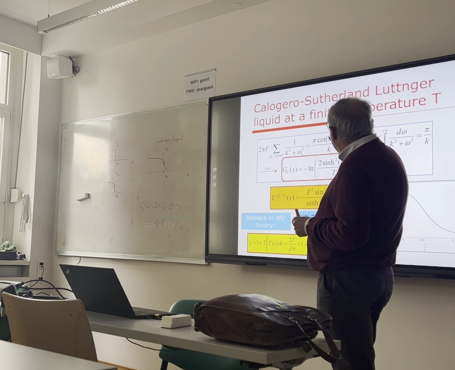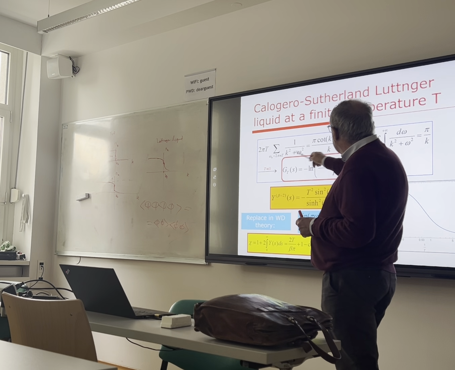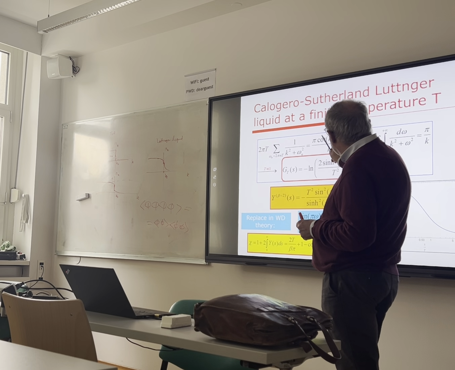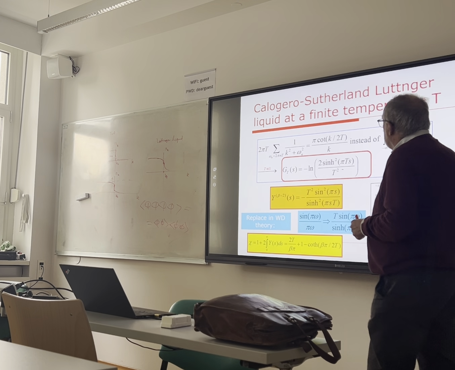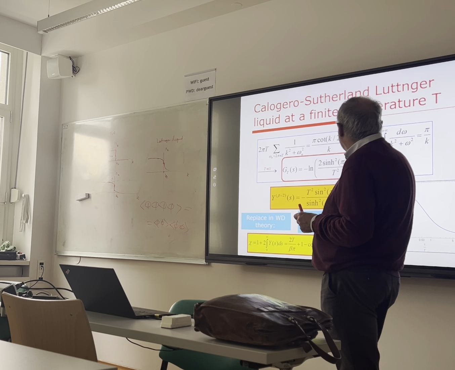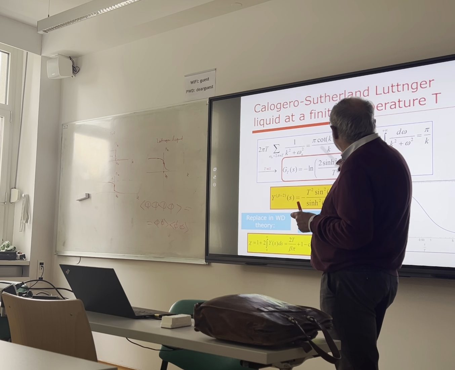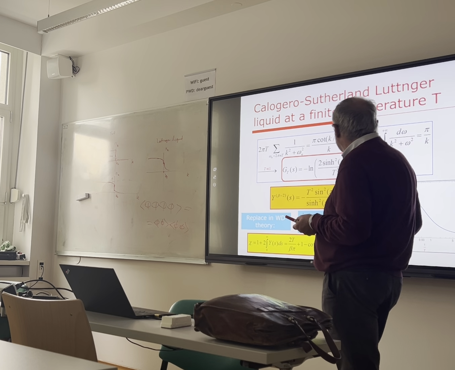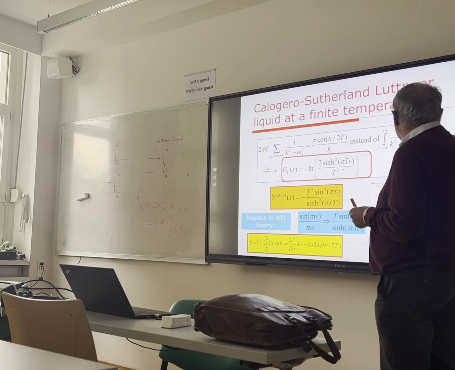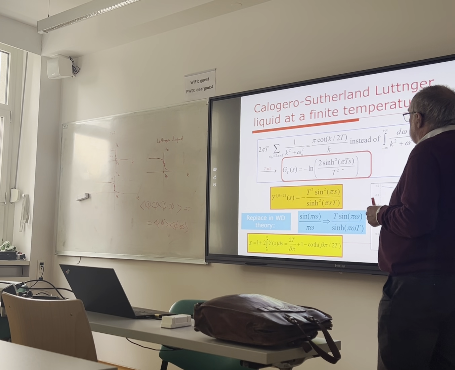And when I did the integral, I had 1 by k. And here I have cotangent hyperbolic. Here should be cotangent hyperbolic of k by 2t, which at zero temperature tends to 1. And this was the result at zero temperature.